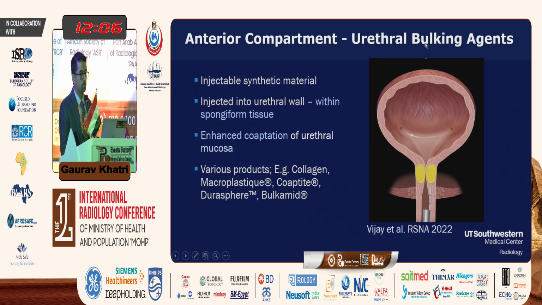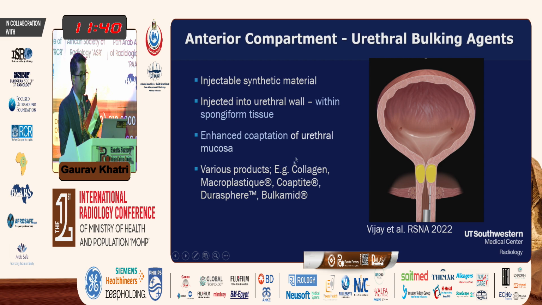Okay, let's start with the first surgical material. This is urethral bulking agent. Okay, so this is synthetic material which is injected into the urethral wall. It's injected within the spongiform tissue of the urethra, as shown on this illustration here. So this is the needle. It's done transurethral. It's injected in the urethral wall, and it improves the coaptation of the urethral mucosa. And so what it does is it prevents incontinence because the mucosa is coapted better.